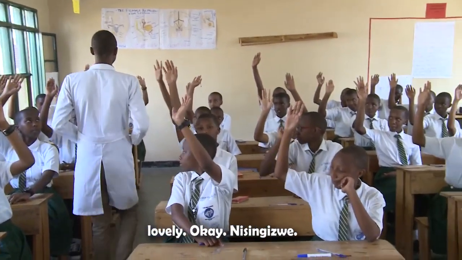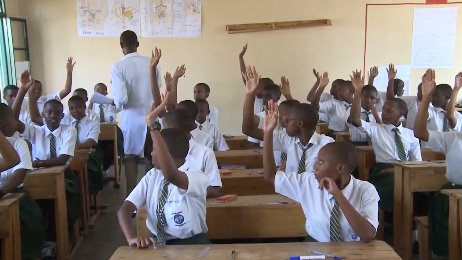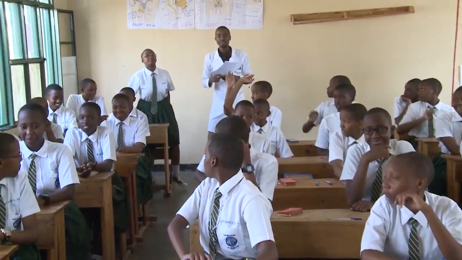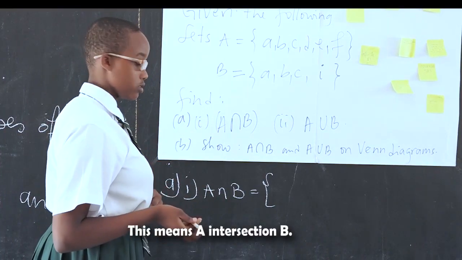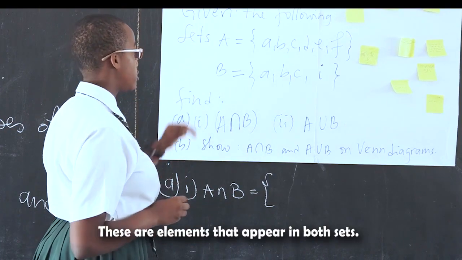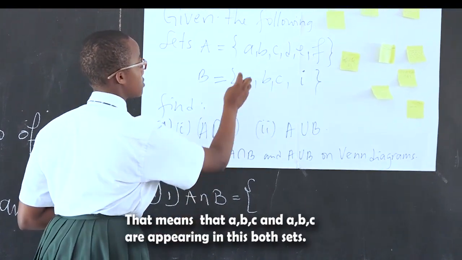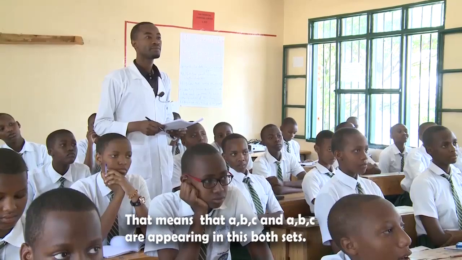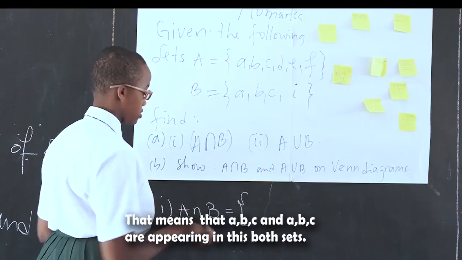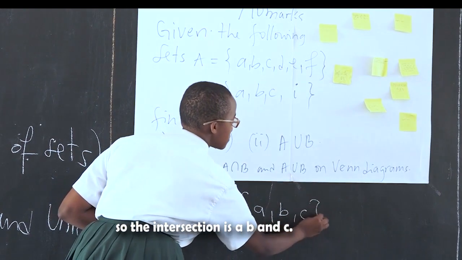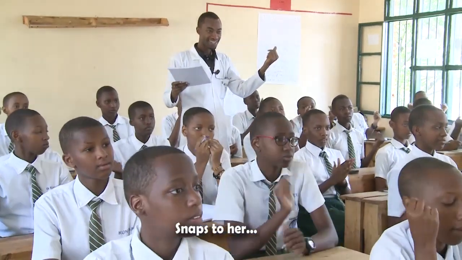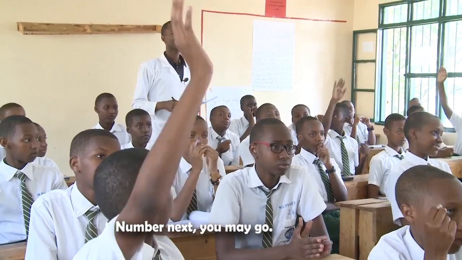Lovely. Okay. Nisingizwe, go and do number 1 quickly. This means A intersection B. These are elements that appear in both sets. That is to mean that A, B, and C are appearing in both sets. So the intersection is A, B, and C. Snaps to her. She did it. I love it. Next number.